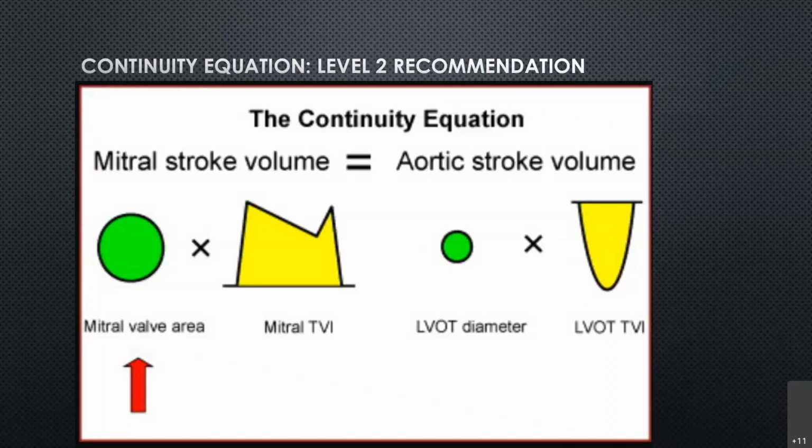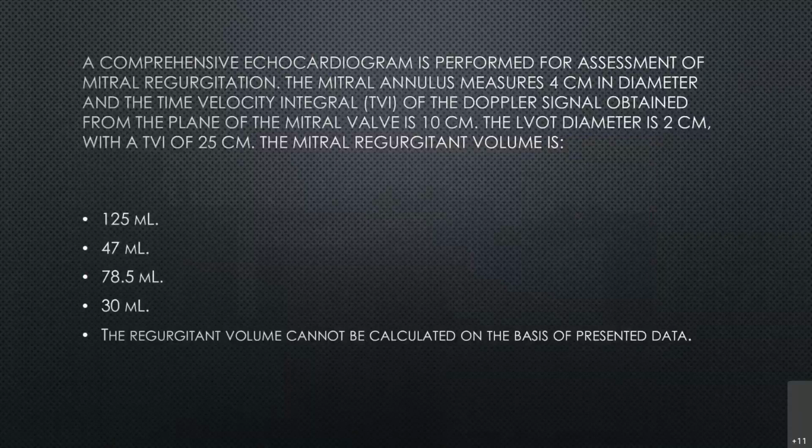Okay, sounds good. Yeah, I basically got pi r squared times VTI, so pi times 2 squared times 10, so it's 25. And then for the stroke volume through the LVOT, it's pi times 1 squared times 25. I think maybe that was wrong there. Oh yeah, so it's 125 minus 78. So 47. Yep. Okay. Yeah, so the answer is B.